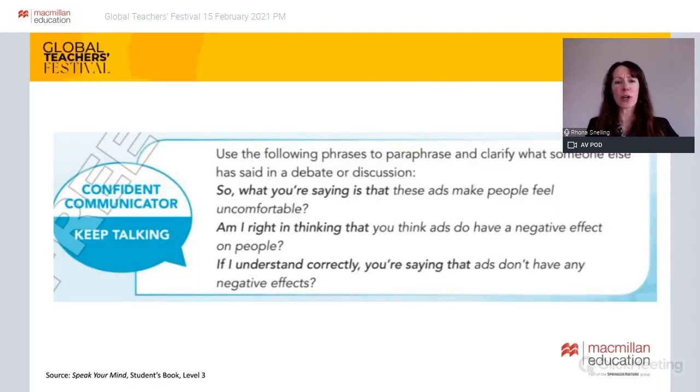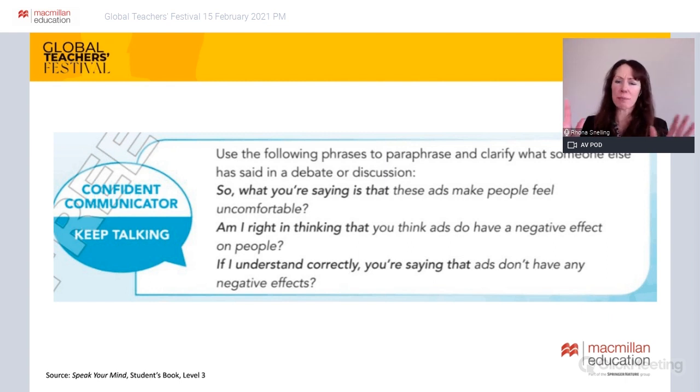This is an example of one of these communication strategies in action. This is from Speak Your Mind Students Book Level 3, so it's B1, B1+, a higher level. If you read through those three questions there in italics and the bits in bold, that's the language we're inputting. So, what you're saying is that, the next one, am I right in thinking that? And then finally, if I understand correctly, you're saying that. These three exponents are there to help students paraphrase, to check understanding. It's a super strategy because it shows that you've listened to your partner, you're pretty sure what they're talking about, but you're just going to check.